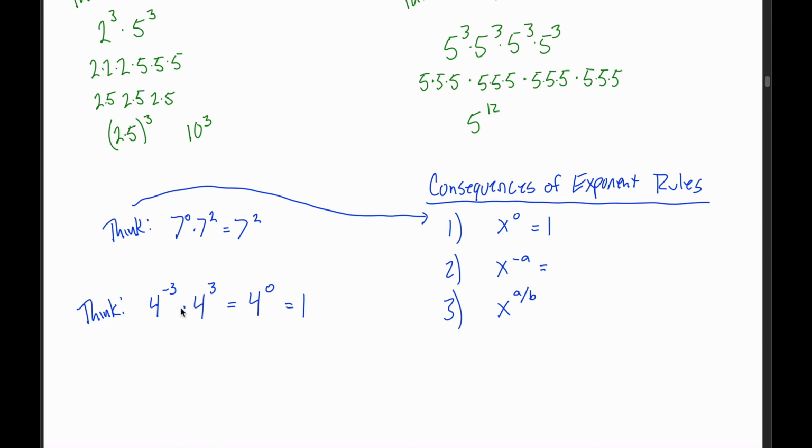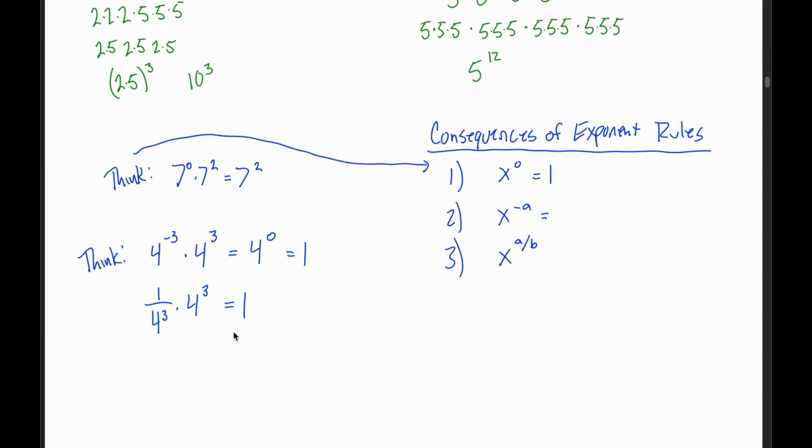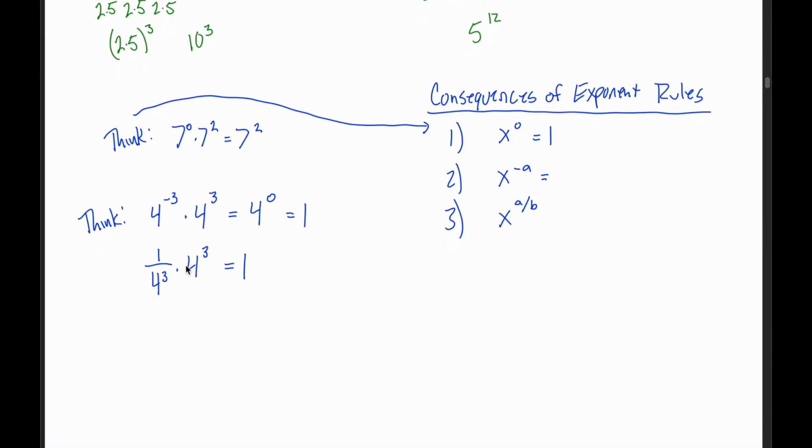4 to the -3rd is just the reciprocal of 4 to the 3rd. The thing that I would have to multiply 4 to the 3rd by to make my answer be equal to 1 is 1 over 4 to the 3rd power. That's called the reciprocal of 4 to the 3rd power. If it's easier to see these with numbers in place, 4 times 4 is 16, and 16 times 4 is 64.